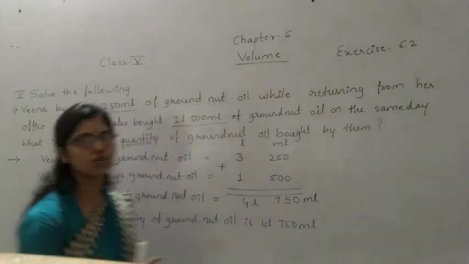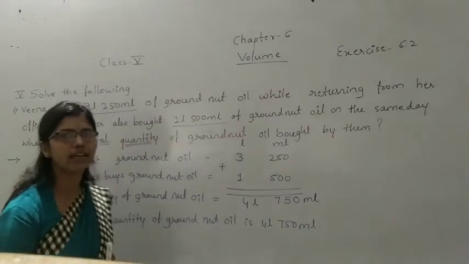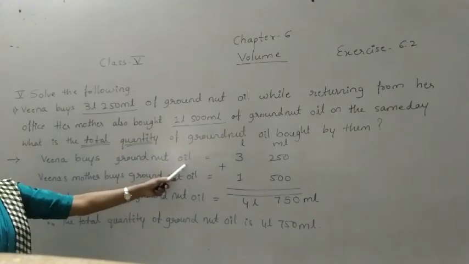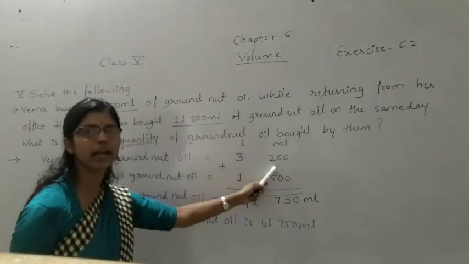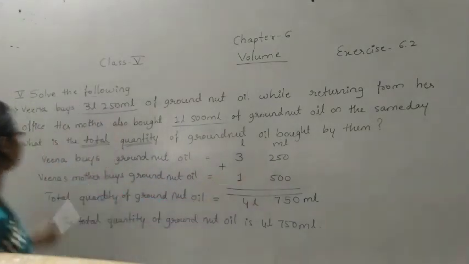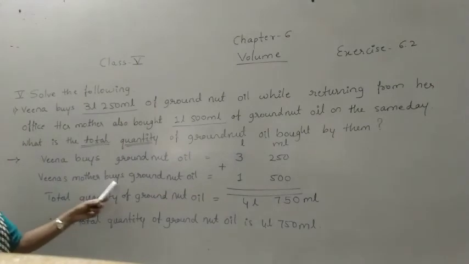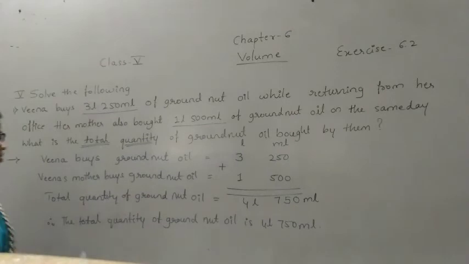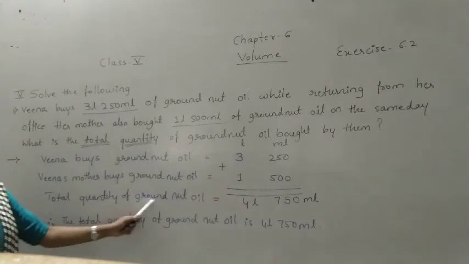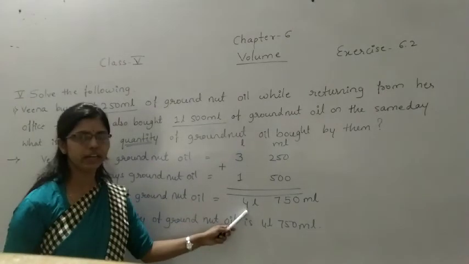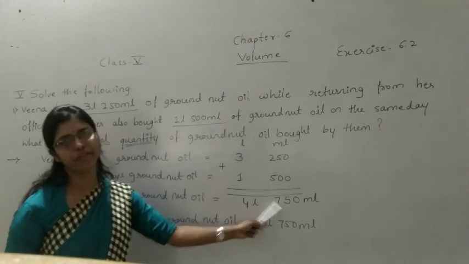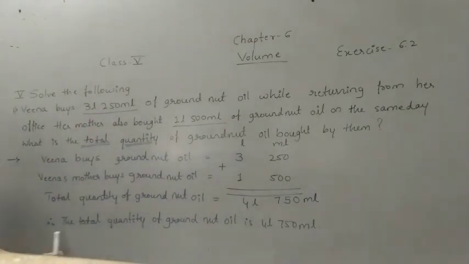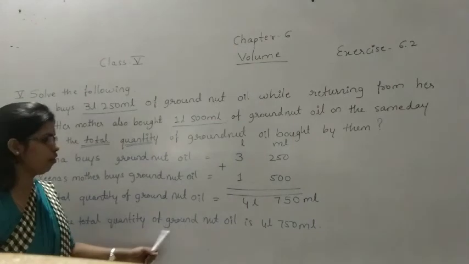Veena buys groundnut oil, that is 3 liter 250 milliliter. Veena's mother buys groundnut oil 1 liter 500 milliliter. The quantity of groundnut oil is 4 liter 750 milliliter. Therefore the total quantity of groundnut oil is 4 liter 750 milliliter.